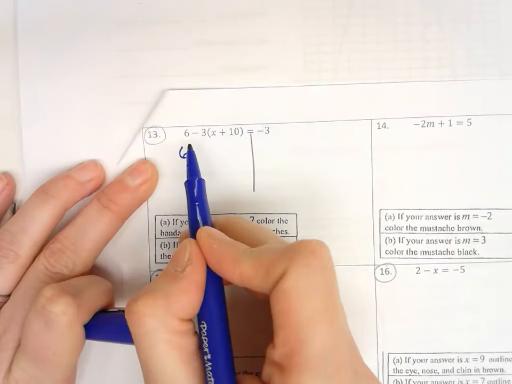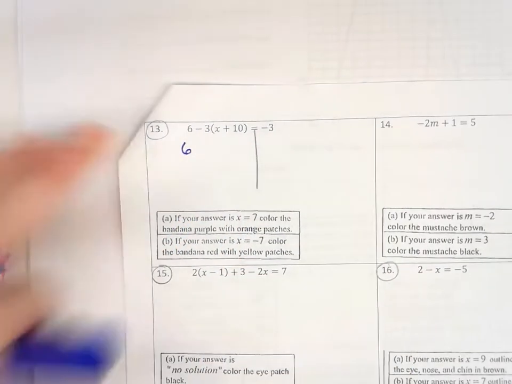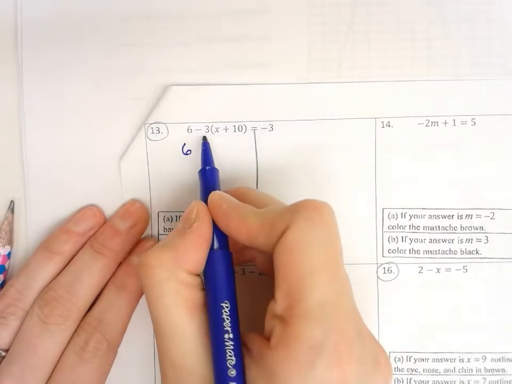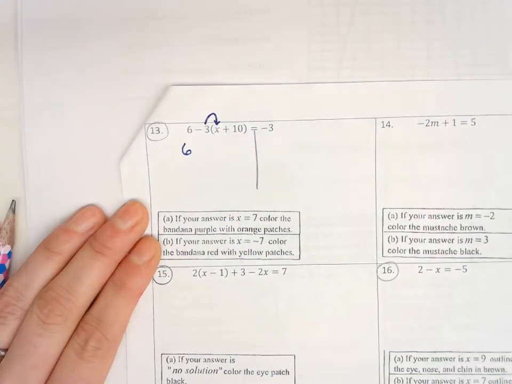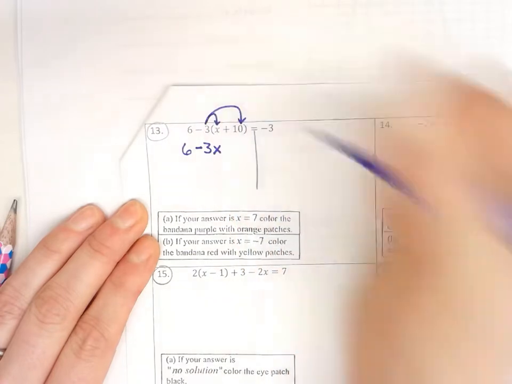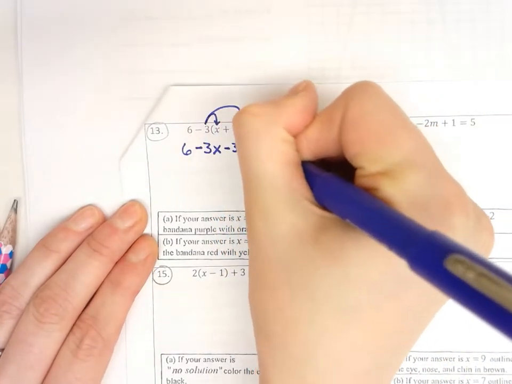And you are never going to do 6 minus 3 and then distribute that. That's not going to work. You've got to take care of distribution before you do anything else. Now the negative 3 is touching the parentheses, so that's what we are multiplying. So negative 3 times x is negative 3x, and negative 3 times 10 all the way over there gives me negative 30. And this is equal to negative 3.